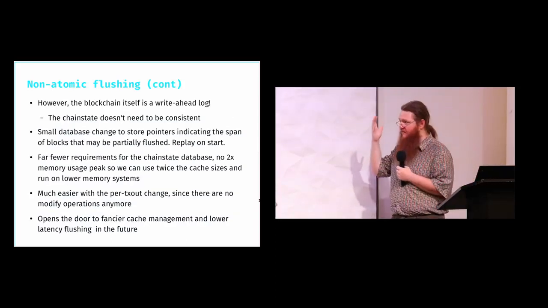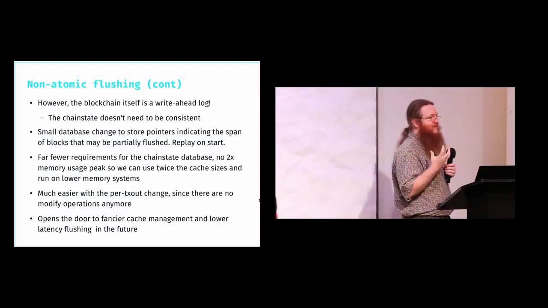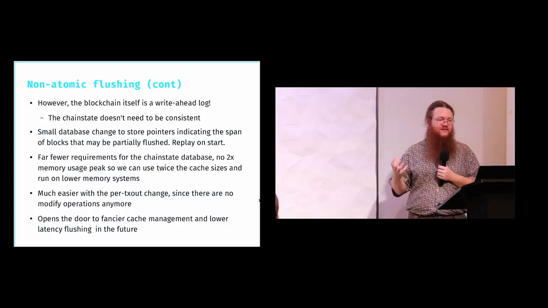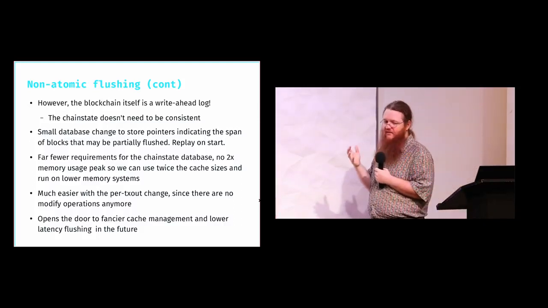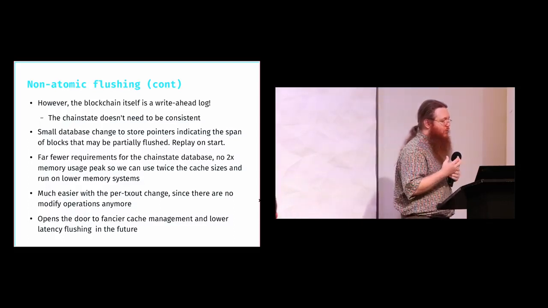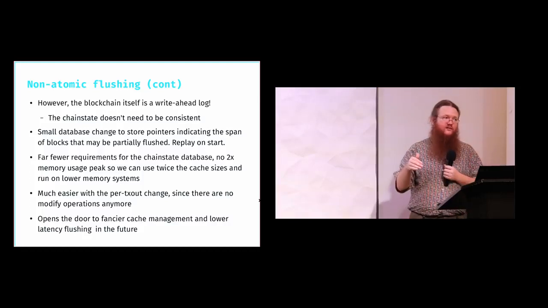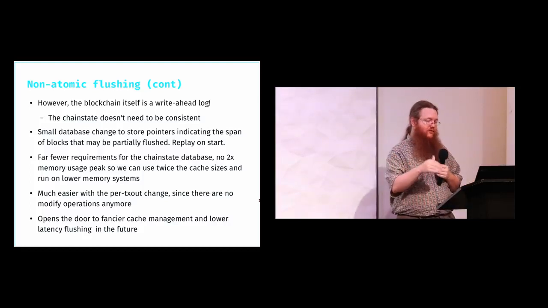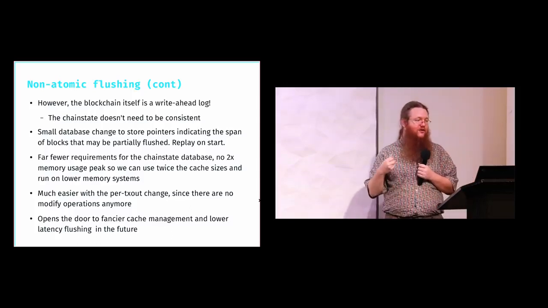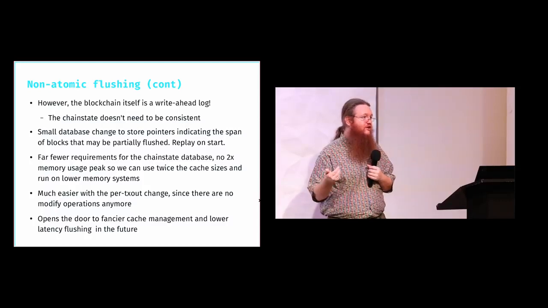But we realized that the blockchain itself is actually a write-ahead log. It's the exact thing you need for a database to not have to worry about what order your writes got written to disk. And so with this in mind, our UTXO database doesn't actually need to be consistent. And what we can do instead is that we store in the database the earliest point in which writes could have occurred, so like the earliest block height for which there were writes in flight, and the latest. And then on startup, we simply go through the blockchain on disk and reapply all of the changes.